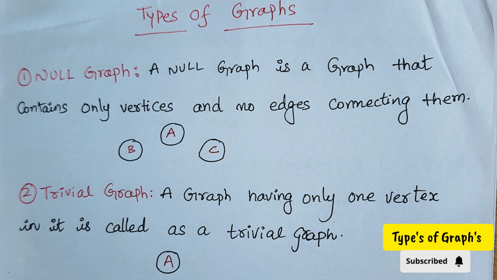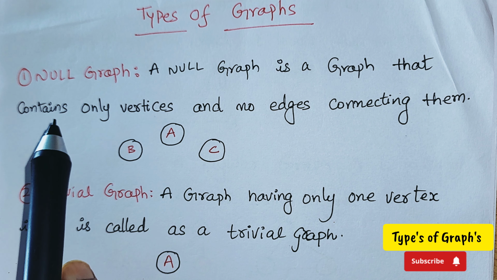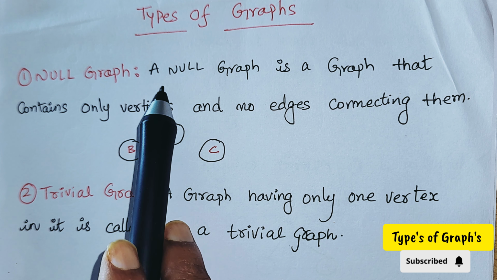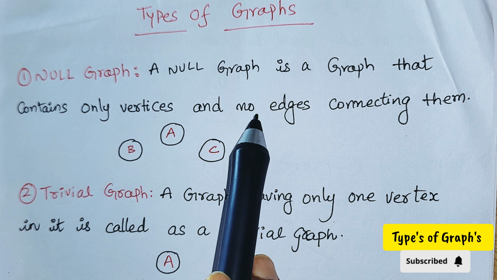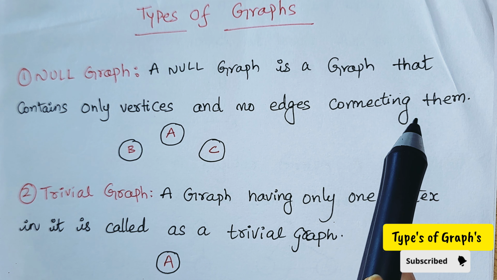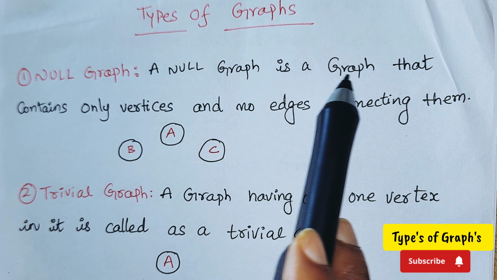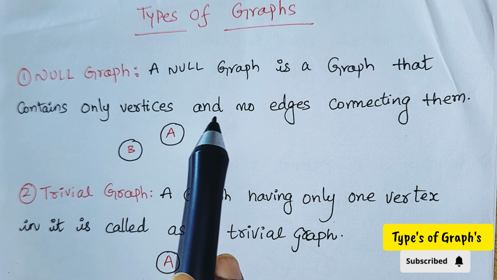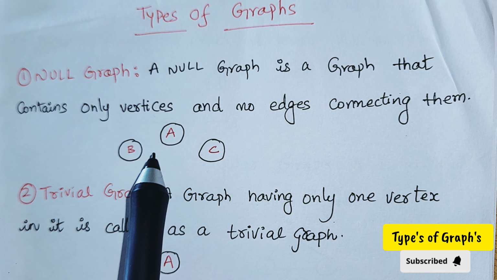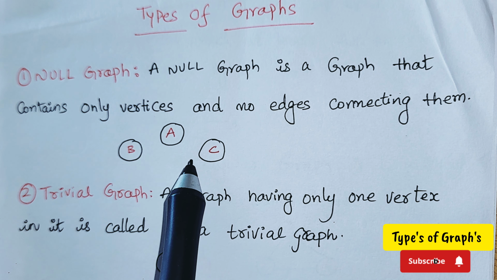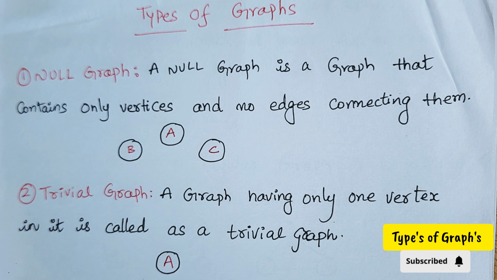In this video, I will explain about types of graphs. Okay, so what is meant by null graph? A null graph is a graph that contains only vertices and no edges connecting them. So the first one is called a null graph. You can see in this example the vertices are A, B and C, but there is no connection between them. So this is called a null graph.